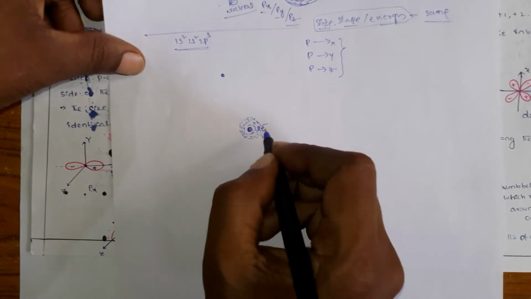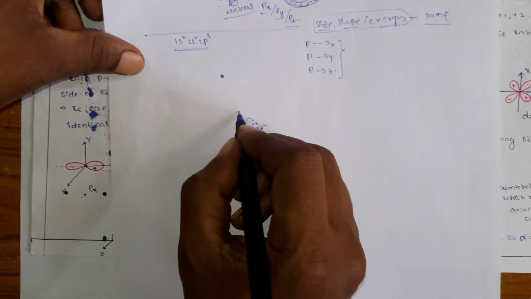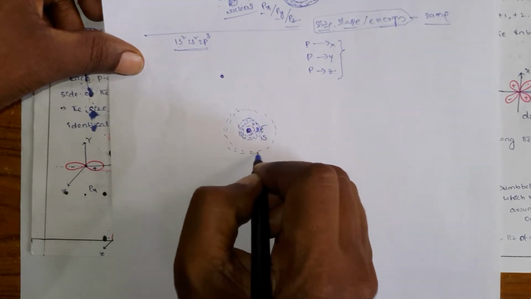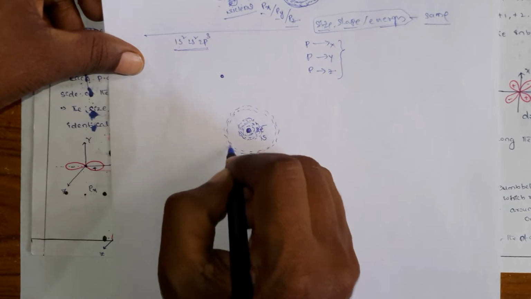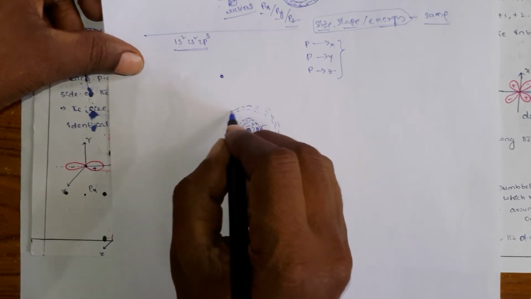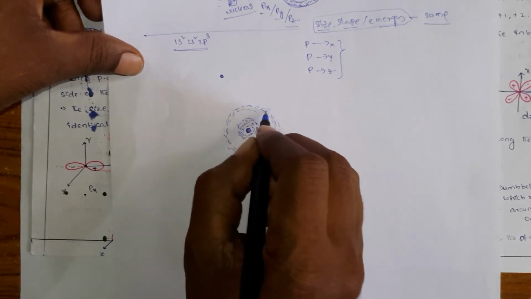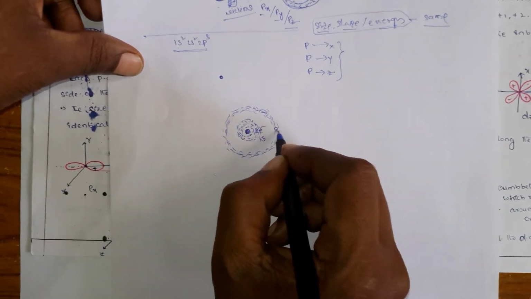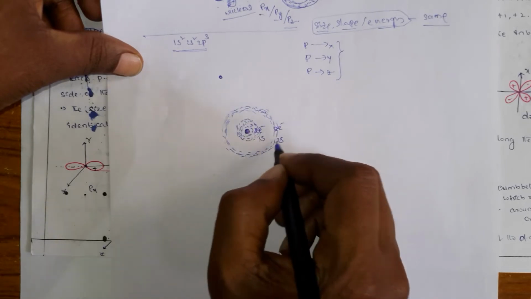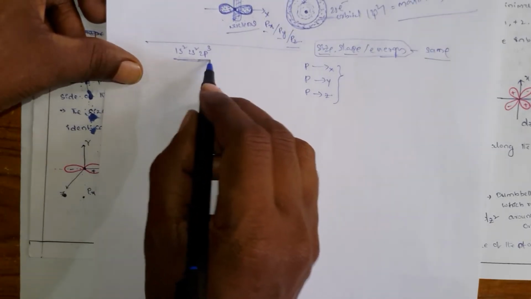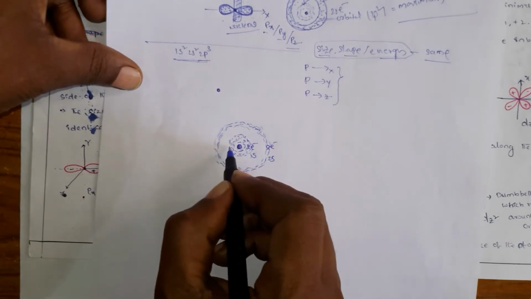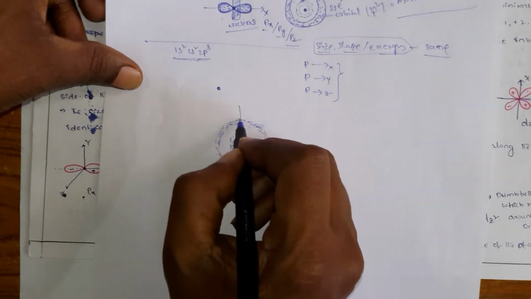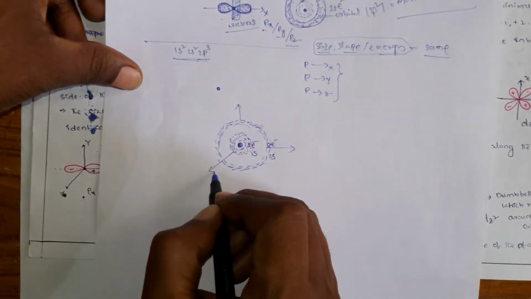This is the 1s, the first shell, and what is the second shell? The second shell is here, and this is the 2s orbital. You know 2s is also spherical in shape. So this is the 2s, and in this two electrons revolve. In the 2p, only one will be like this. Here is the x-axis and here the y-axis, and you assume here is the z-axis.